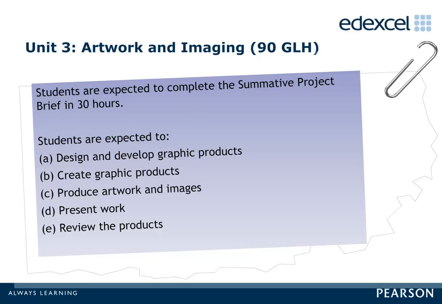Strand C. Produce artwork and images. This strand allows students to evidence the finished products. The artwork and images produced must be such that they not only meet the requirements of the SPB, but also are of a suitable quality and take into account the intended audience and purpose of each. Strand D. Present work. Strand E. Review the products.